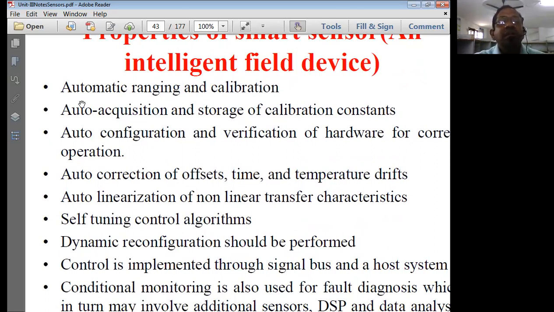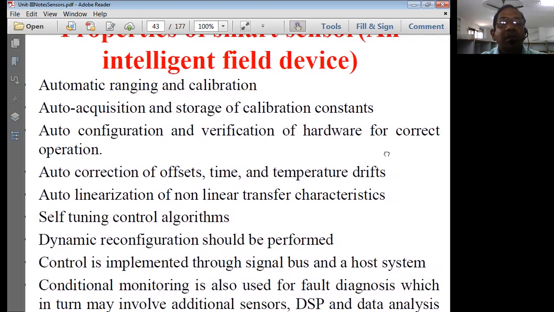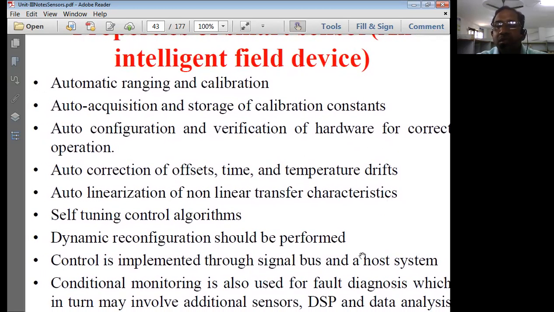In the case of the applications of radar and testing, we use automatic ranging and calibration. If we are dealing with an instrumentation system, we have to acquire the data using an auto acquisition system and store the calibration constants so that it can be calibrated. Auto reconfiguration and verification of hardware for correct operation. What happens is, nowadays, systems are dynamically being connected to the internet.